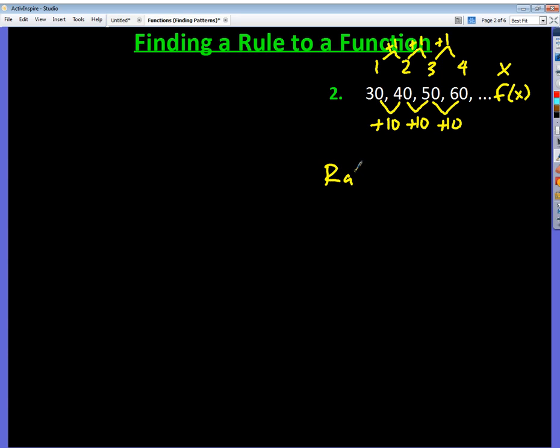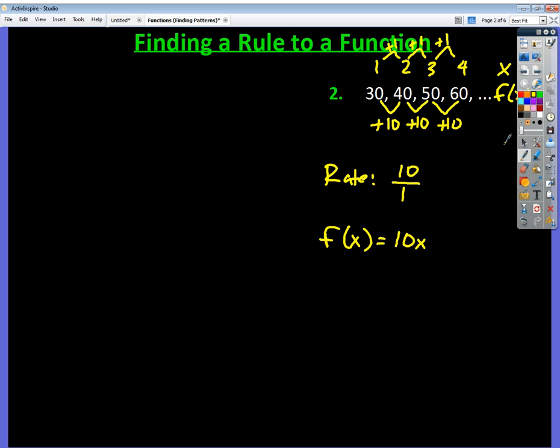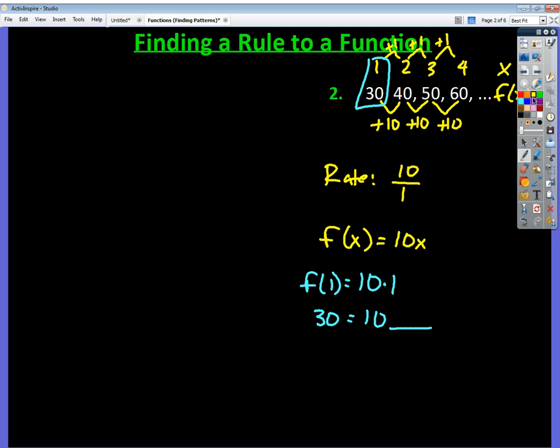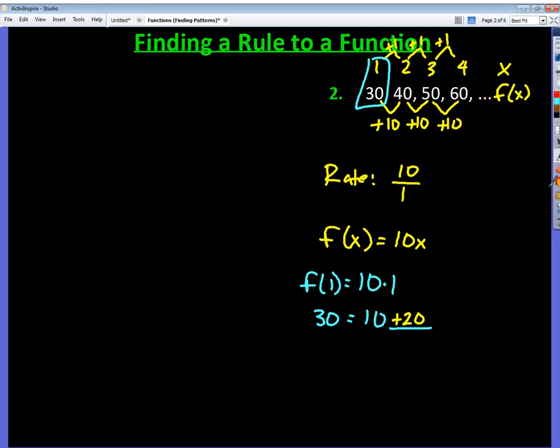Therefore, I know my rate is going to be 10 over 1, which tells us our function has a 10x in it, a 10 times x. And now let's figure out what else is on the back end here, because this could be it, but let's check. First, I'm going to take this first one again. So when that function of 1, I have 10 times 1, and then my output at my function of 1 is 30. 10 times 1 is just obviously 10. How do I make it 30? Well, pretty simple. Again, I'm adding, and I'm adding 20.